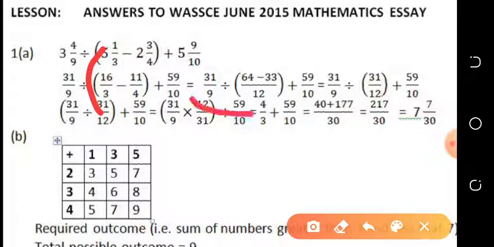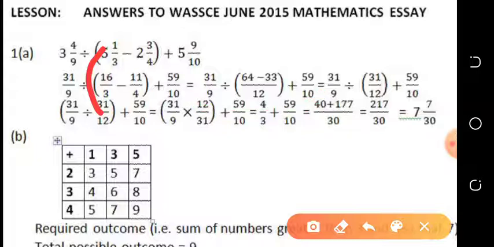We now move to the next solution. We have LCM of 3 and 4. You draw a line, you have 12 there. You now say 12 divided by 3, what do you have? You have 4. 4 times 16 is what? You have 64 there. Next, 12 divided by 4 is what? 3. 3 times 11 here is 33. Now moving on, we subtract 33 from 64. What do we have? We have 31 all over 12.